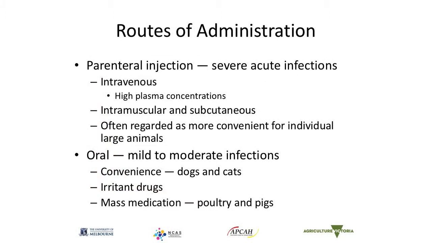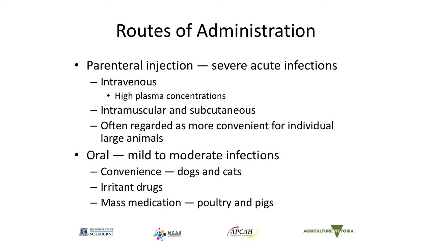Parenteral injection is used for serious acute infections and for species such as horses and cattle. Intravenous administration achieves high initial plasma concentrations and rapid distribution to other tissues. The high concentration gradient facilitates passive diffusion across the cell membranes and the cellular barriers. Intramuscular and subcutaneous administration is a favoured approach for ongoing therapy in individual large animals.